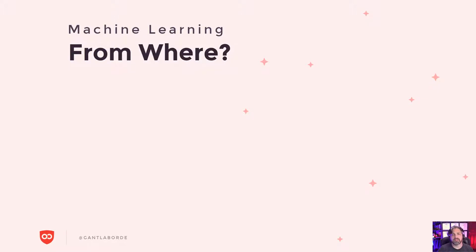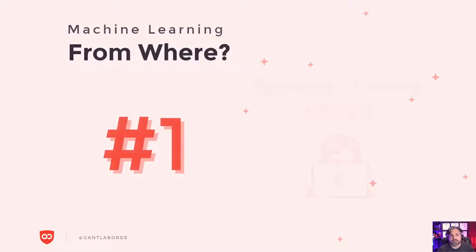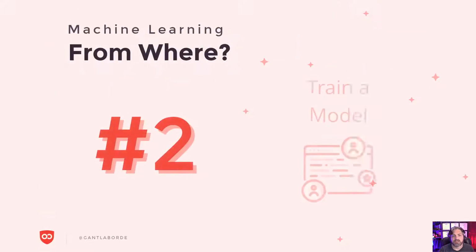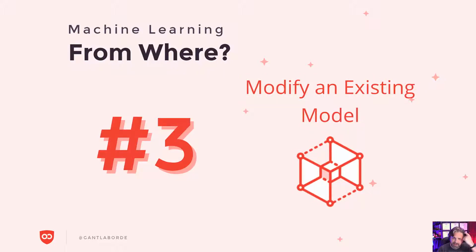So, where would we get these? Well, just the same way you would get any code for that matter. It's the same three places that we do it as developers. And this is why this stuff isn't even scary anymore. For instance, one, we could download an existing model just like you would download something from NPM. You can train your own model just like you would write your own code. And this is honestly what they teach a lot in academia. And then lastly, you can modify an existing model just like you would modify some code.